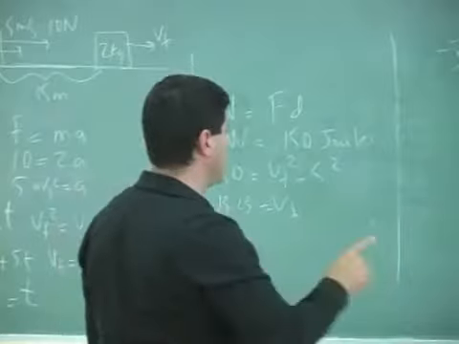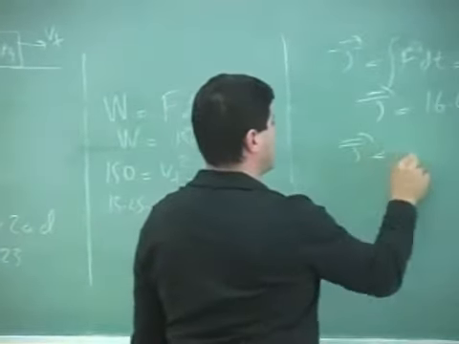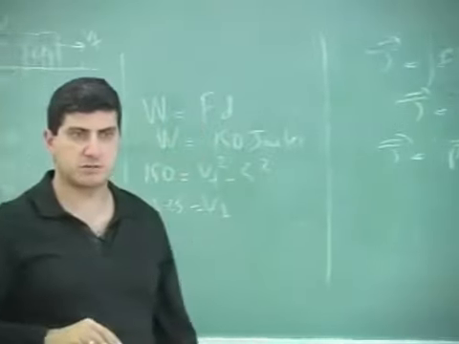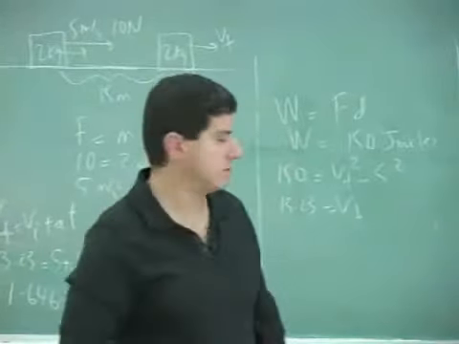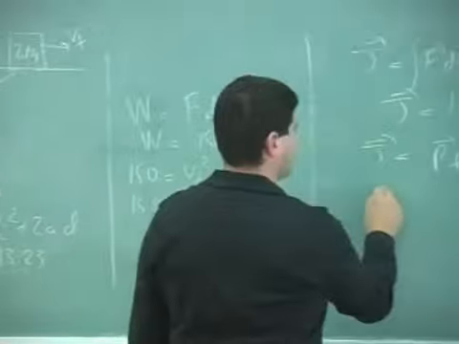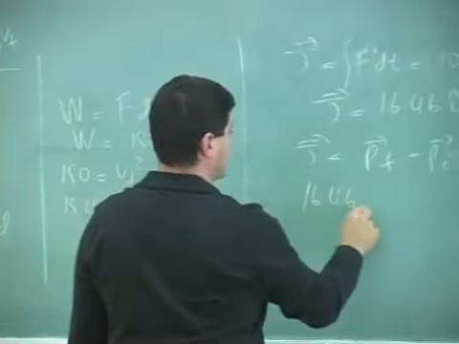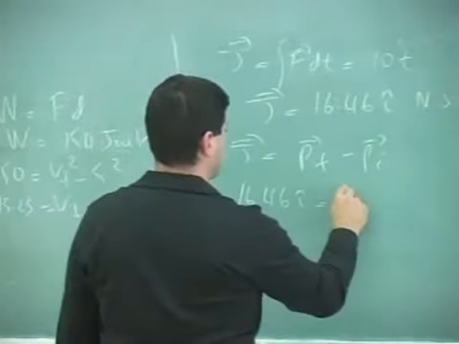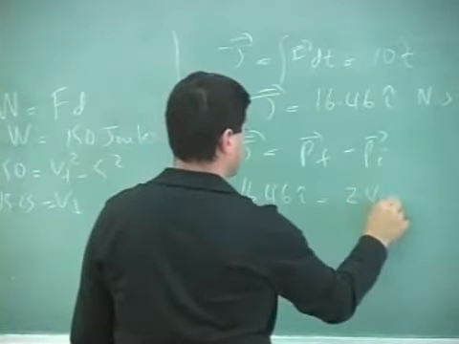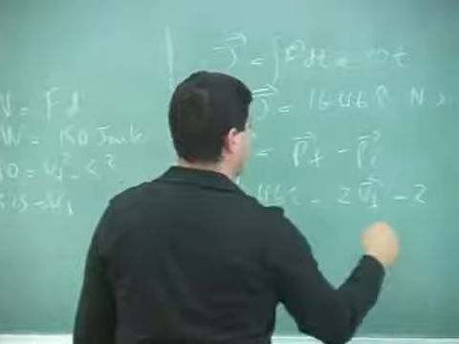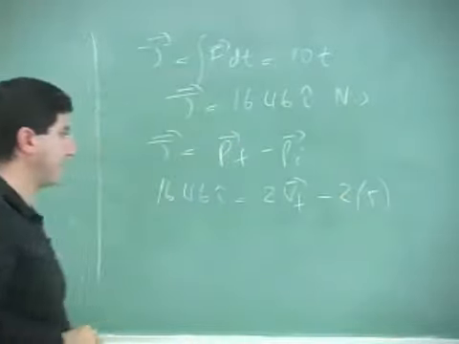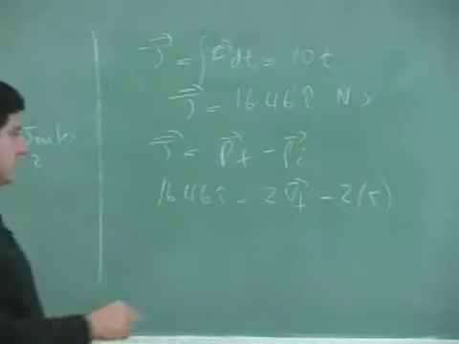Then we would say the impulse is equal to the change in momentum of the object, right? And then that would be equal to 16.46 I hat. Momentum final is m times v final minus m times v initial, which is 5. And then this is I hat.